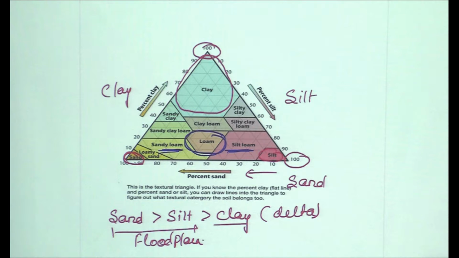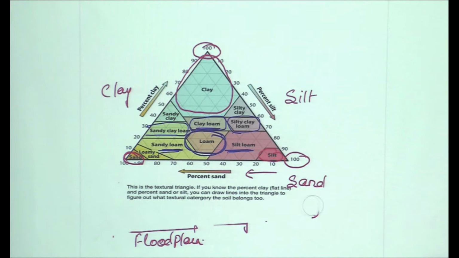Loam moving towards the apex of the triangle gives me clayey loam, sandy clay loam, and silty clay loam. I hope you are understanding this. So, it is the combination basically. So, how many texture based categories of soil can be distinguished?